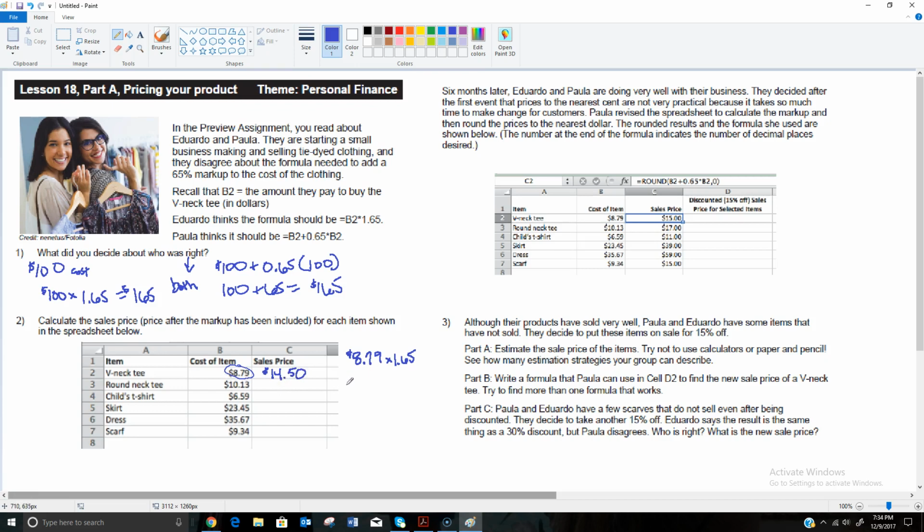Do the same thing for the 10.13. So I'm going to take $10.13, and I'm going to use Eduardo's method and take it times 1.65, or I could have used Paula's method and done 10.13 plus 0.65 of 10.13, and it would have gotten me the same answer. Okay, so 10.13 times 1.65 gets us 16.71.